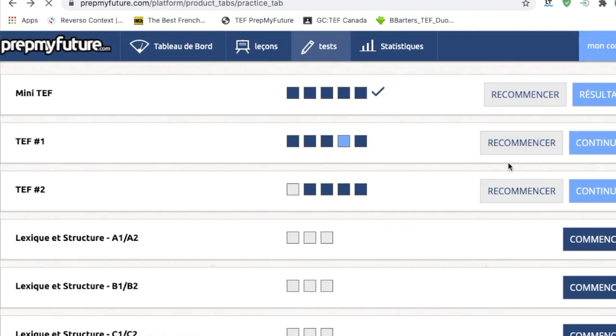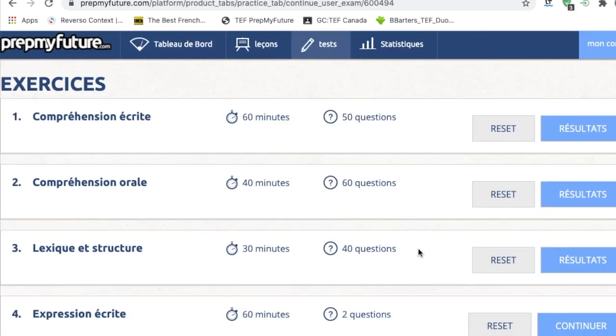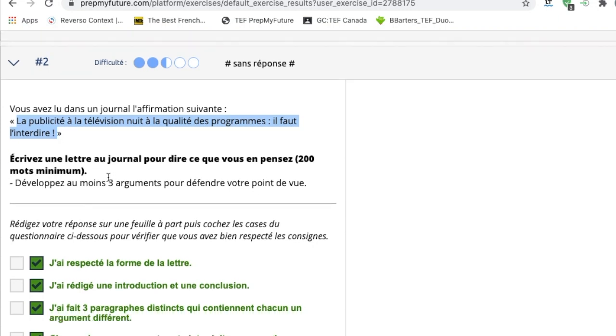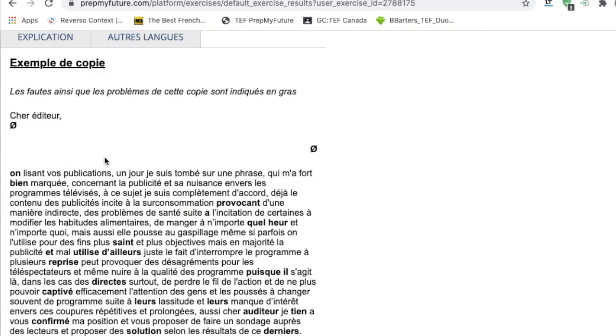The second one is a letter. You have to write a letter about a social issue, right? They give you a proposition: La publicité à la télévision nuit à la qualité des programmes. Il faut l'interdire. So the advertisements shown on television are killing the quality of programs, and they must be banned, right? You have to make an argument about this, and write a letter to an editor or somebody.